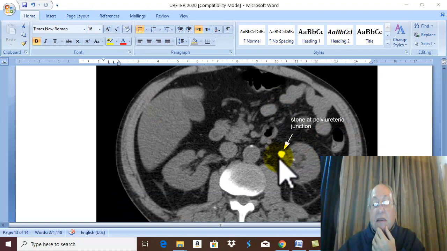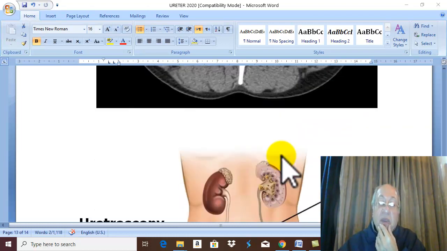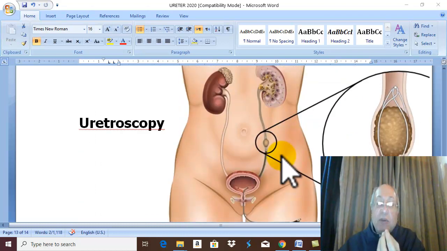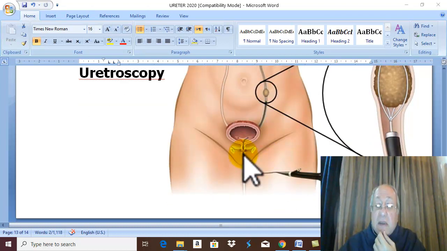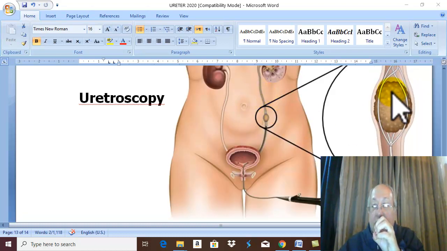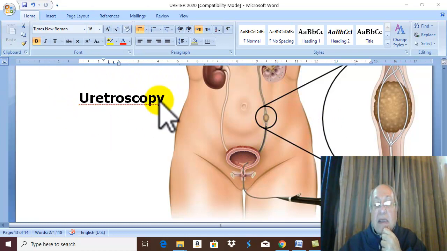CT scan, and this is a stone in the pelvic ureteric junction, at the junction of the renal pelvis and the ureter. We can visualize the interior, the lumen from inside of the ureter. By what? By ureteroscopy, introduced from the urethra to the urinary bladder to the ureter. And even through the ureteroscopy, we can grasp the stone and extract the stone from the ureter. Ureteroscopy to visualize inside the lumen of the ureter.